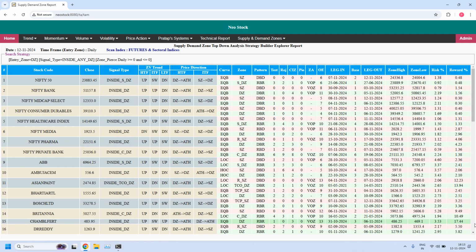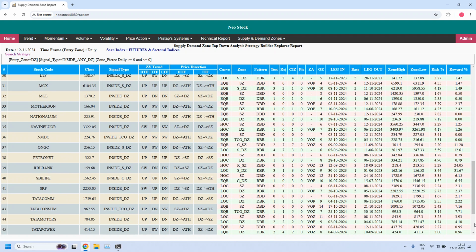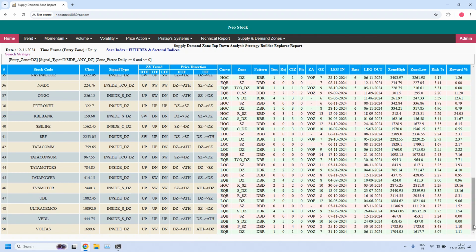I am scrolling the list down, up to 30 stocks. Again, I am scrolling the list down, up to 45 stocks. I am scrolling the list down again. So total 50 stocks are filtered. Currently price closed inside the daily demand zone for these 50 stocks.